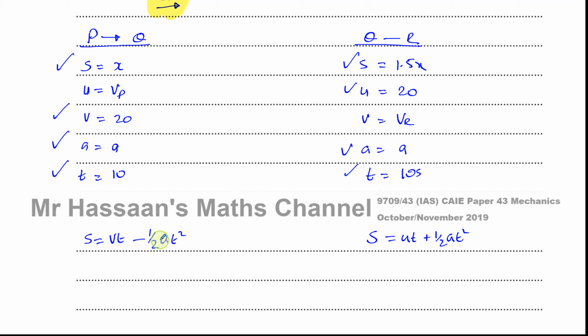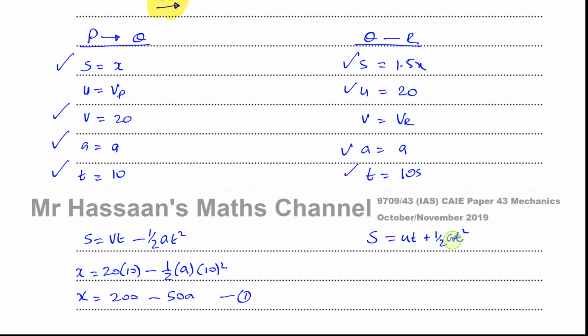So I'm going to apply this formula to P to Q. So my S is X, my V is 20, my T is 10, minus a half times the acceleration, which is what I'm trying to find, and that's going to be 10 squared. So I've got X equals 200 minus a half times 100, which is 50A. So I have now an equation which has X and A.